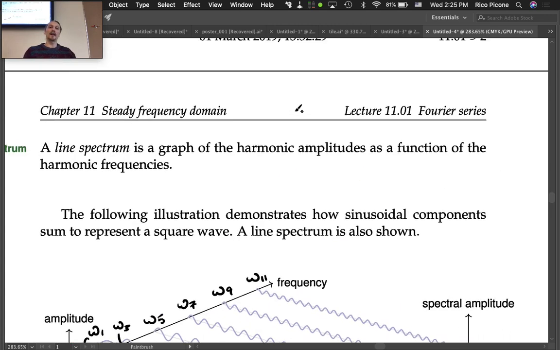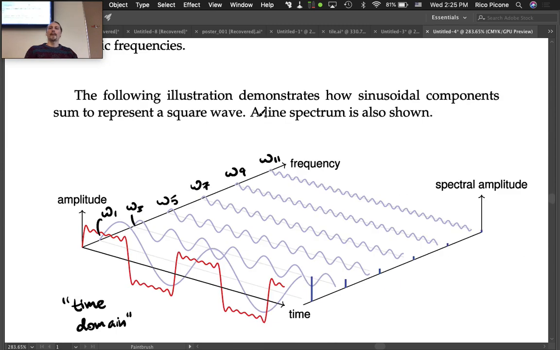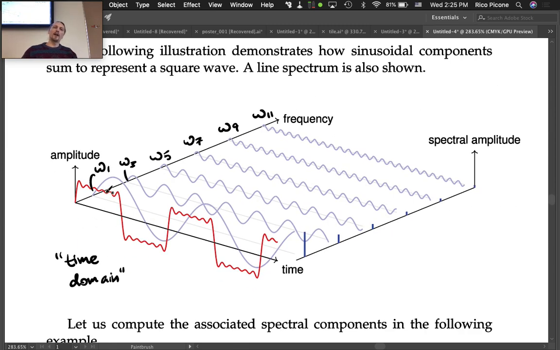Okay, so those are the different frequencies, and we're computing our ANs and BNs, or little CNs, and then we're computing our harmonic amplitude, big CN, okay? And that harmonic amplitude multiplied by the sine at that frequency omega 1 of t is what's represented here in light blue through time.